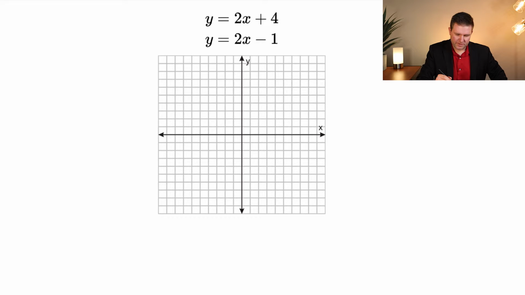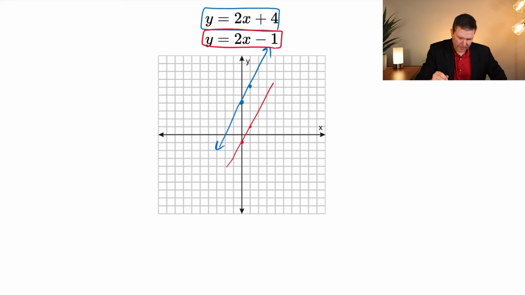If you go and graph these, y equals 2x plus 4, I'll use blue for the first one. So going up 1, 2, 3, 4, and then going up 2 over 1, slope is basically like that. And then for the second one, y equals 2x minus 1, starting here at negative 1, up 2 over 1. And you can see that if I were to draw these perfectly, these lines would never intersect.